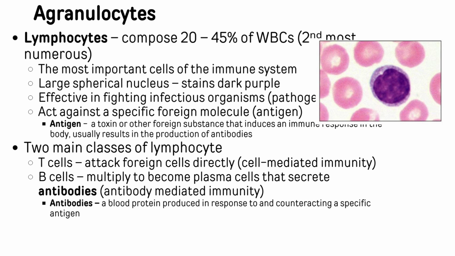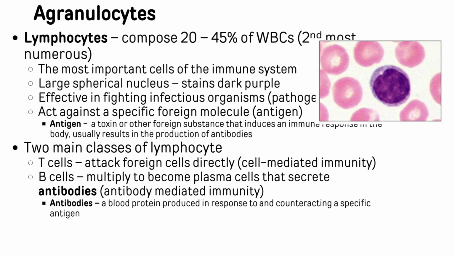It's quite small here in this view. It's about the size of a red blood cell, just slightly larger, but it's really effective in fighting infectious organisms or fighting pathogens. It can actually change into either a T or B lymphocyte that has the ability to either attack foreign cells directly or multiply and become a plasma cell that secretes antibodies.